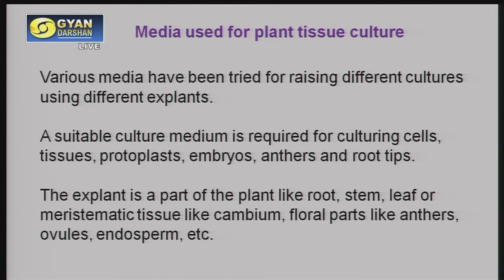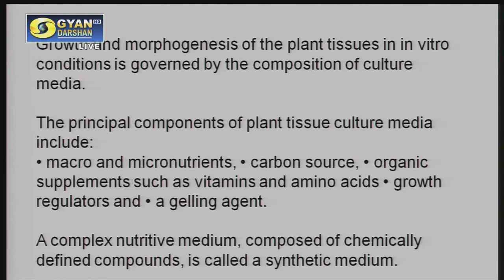Now I am coming to the next part, that when you design a tissue culture medium, then what are the components that you need? As I said, different media have been designed, or proposed by different scientists. But you have to remember what the principal components are. Like you need to have some macro and micronutrients, a carbon source, organic supplements such as vitamins and amino acids, growth regulators, and a gelling agent. So these are the principal components of a plant tissue culture media. A complex nutritive medium composed of chemically defined compounds is called a synthetic medium.